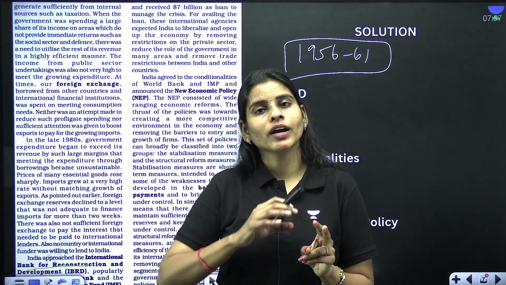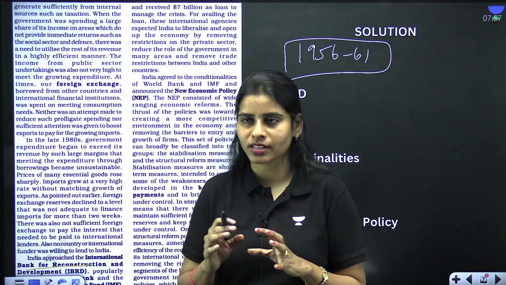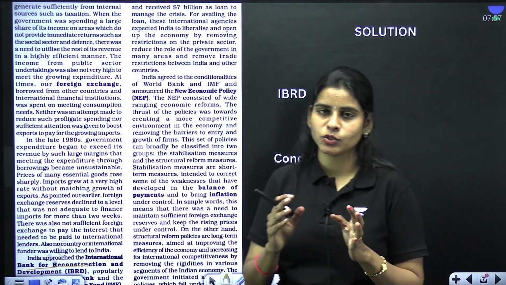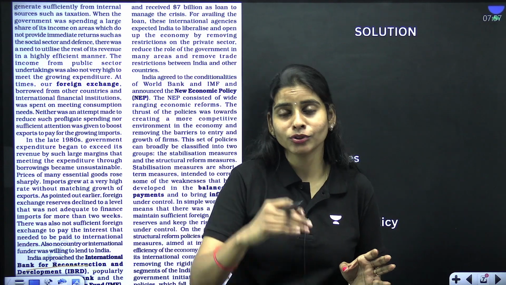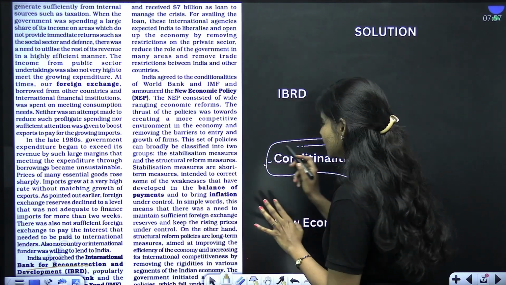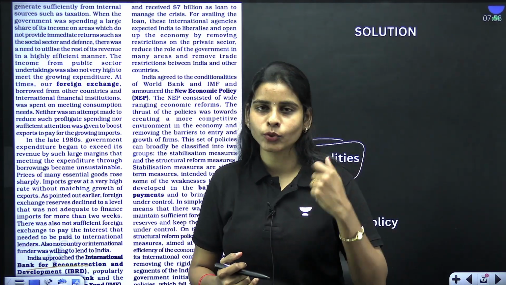And after this, we again had another BOP crisis during the Gulf War and all those things. But these two crises were not that severe as compared with the 1991 crisis. Still, the IMF was not ready to give the loan to India unless it had some conditionalities in place, so as to prevent India from coming back time and again to get a loan.